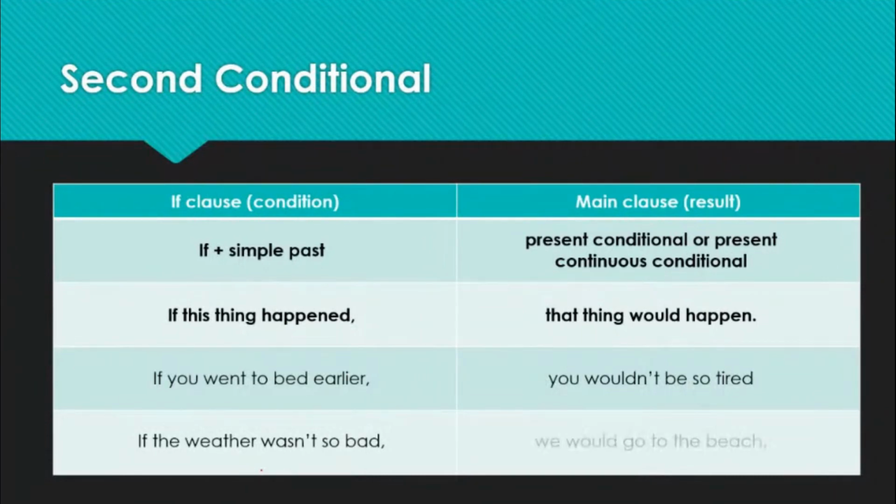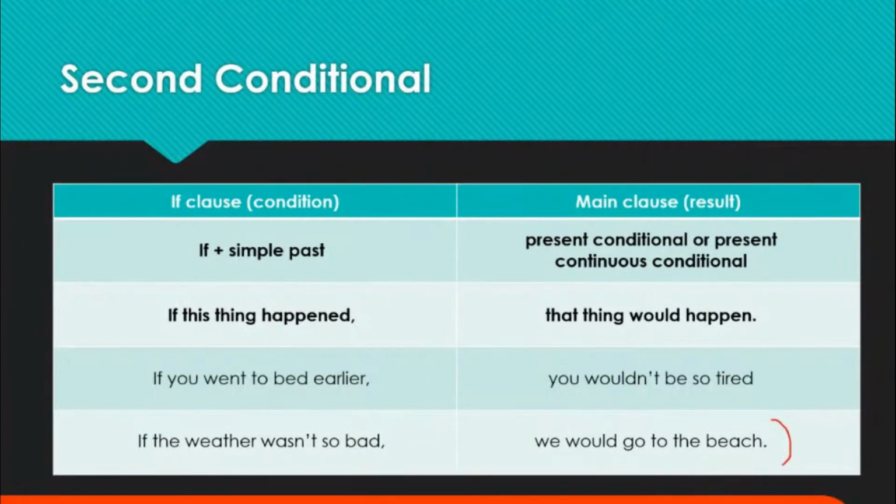If the weather wasn't so bad, we would go to the beach. So here again, just imagining, just hypothetical, not real. So if the weather wasn't so bad, we would go to the beach. This means the weather is bad, so we cannot go to the beach today. But imagine if the weather wasn't so bad, we would go to the beach. Just imagining, right? Not real, hypothetical.